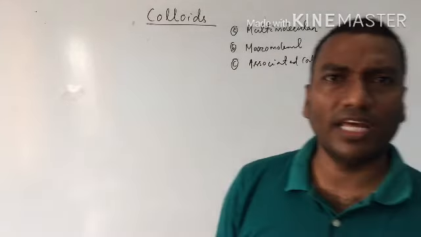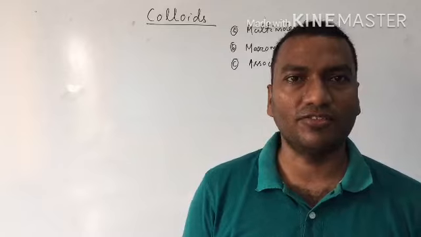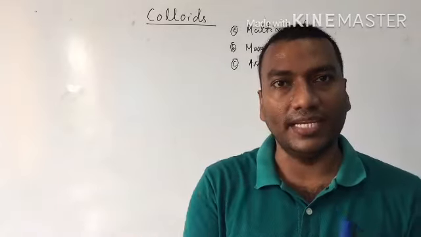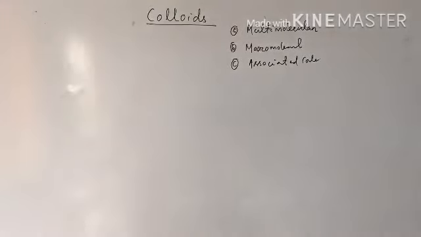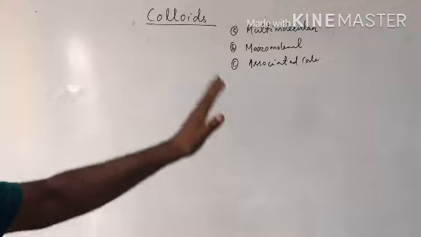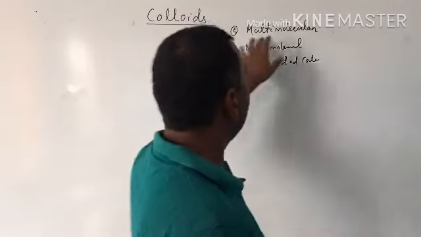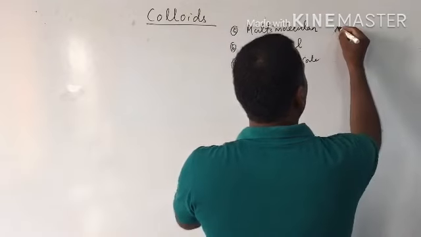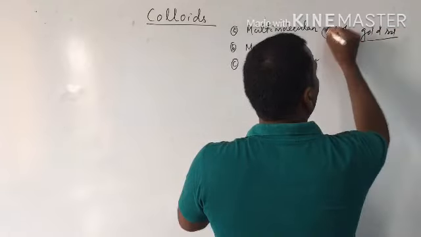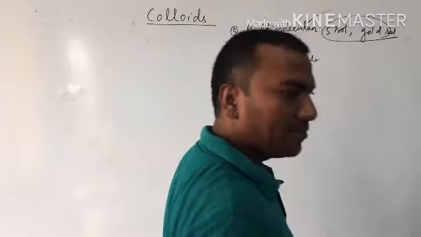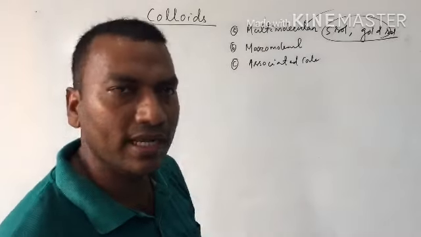But macromolecular colloid means in this colloidal solution, the particle size is very big and they aggregate together to form the colloidal solution. Clear? So in multimolecular colloid, the particle size of the atoms is very small and a large number of molecules aggregate together to form this species. Sulfur sol and gold sol are in this category. In these, the particle size is very small, so many molecules are required to form the colloidal solution.